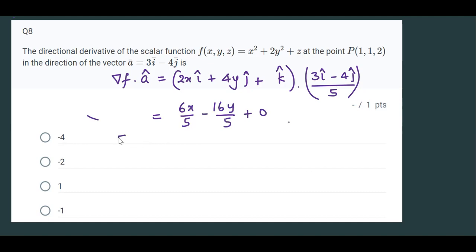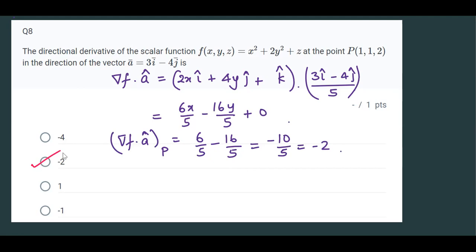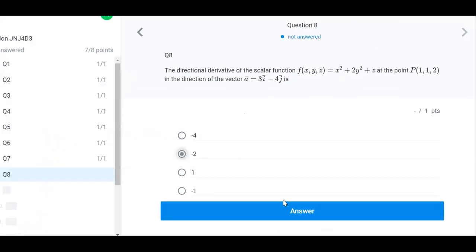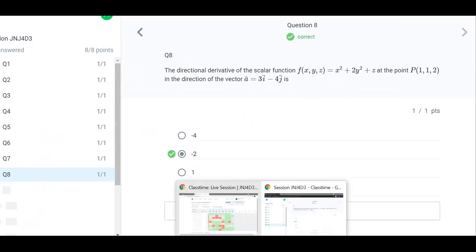Now this at which point P? 1 comma 1 comma 2. So 6 into 1 upon 5 minus 16 into 1 upon 5 plus 0. So we get minus 10 upon 5, which is minus 2. So this is the answer. Okay. So next question.